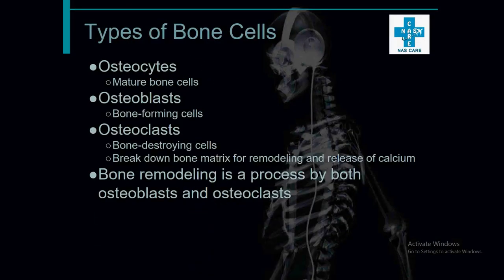Types of bone cells: osteocytes, osteoblasts, and osteoclasts. Osteocytes are the natural bone cells, osteoblasts are bone forming cells, and osteoclasts are bone destroying cells that break down bone matrix for remodeling and release of calcium. Bone remodeling is a process carried out by both osteoblasts and osteoclasts.